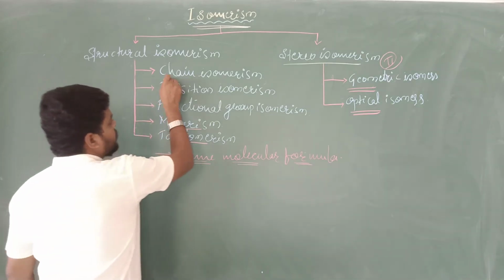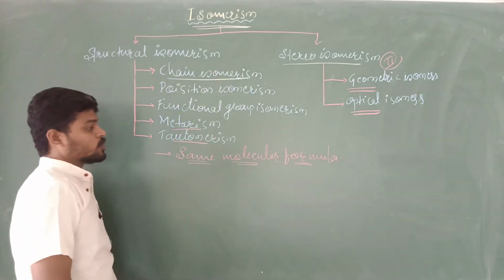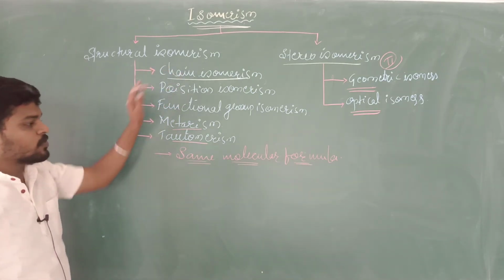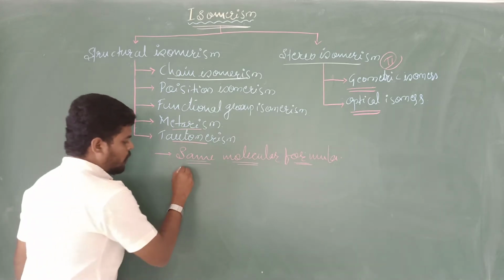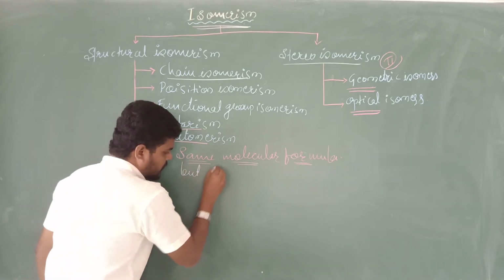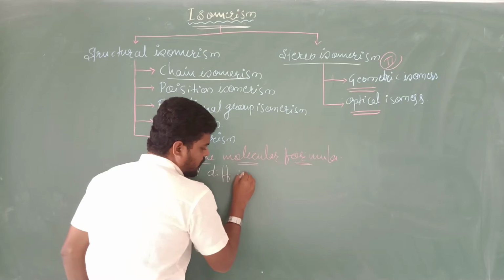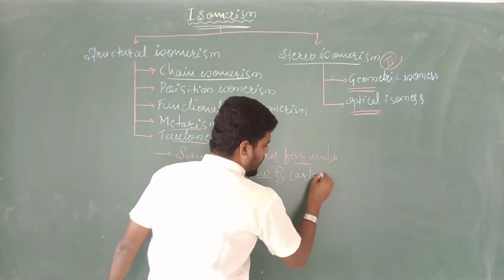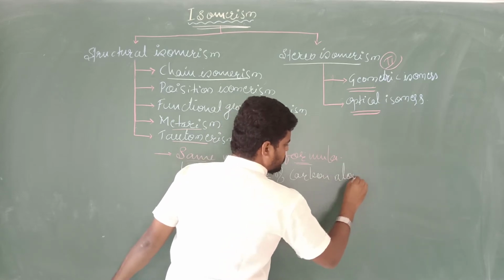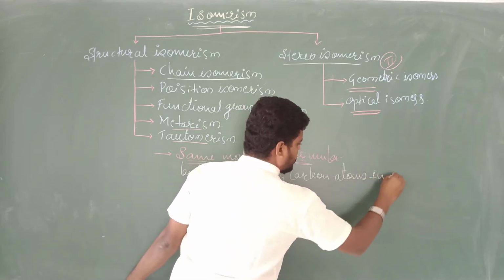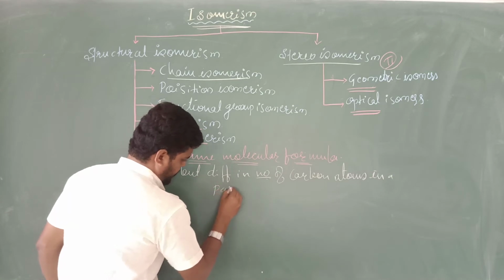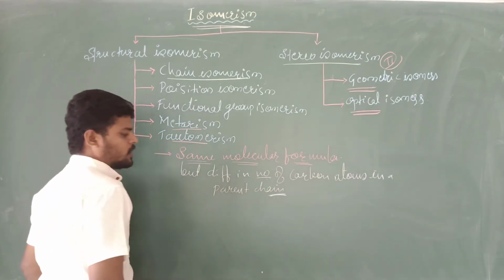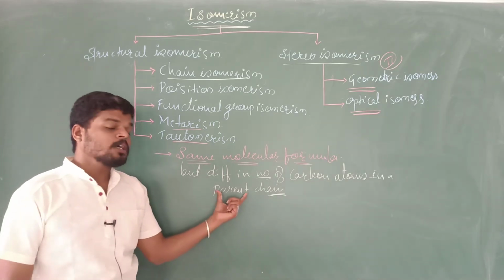ಸೊ ಫಸ್ಟ್ ವಿಲ್ ಸ್ಟಾರ್ಟ್ ವಿತ್ ದ ಚೈನ್ ಐಸೋಮೆರಿಸಮ್. So chain isomerism is nothing but these are the type of isomers which have a same molecular formula but they are differ in number of carbon atoms in a parent chain. So as you have already know that the parent chain is nothing but the longest chain.